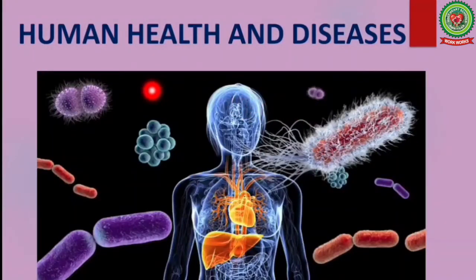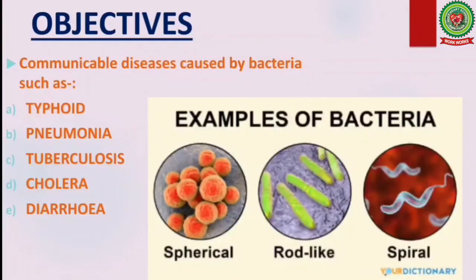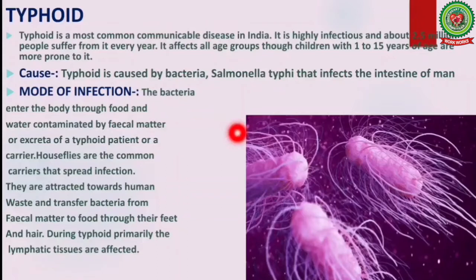This video is in continuity with the previous video of the chapter Human Health and Diseases. The various objectives we are going to cover in this video are communicable diseases caused by bacteria such as typhoid, pneumonia, tuberculosis, cholera, diarrhea. Now first of all talking about typhoid.